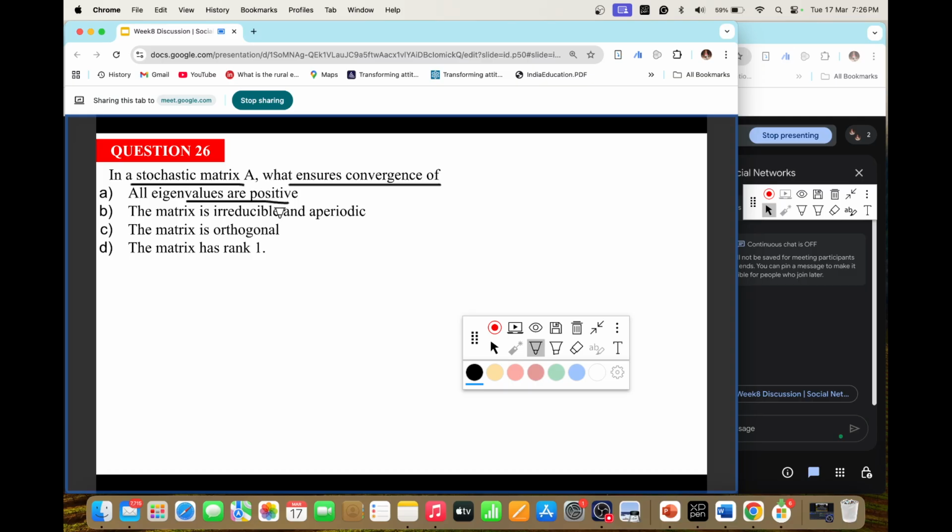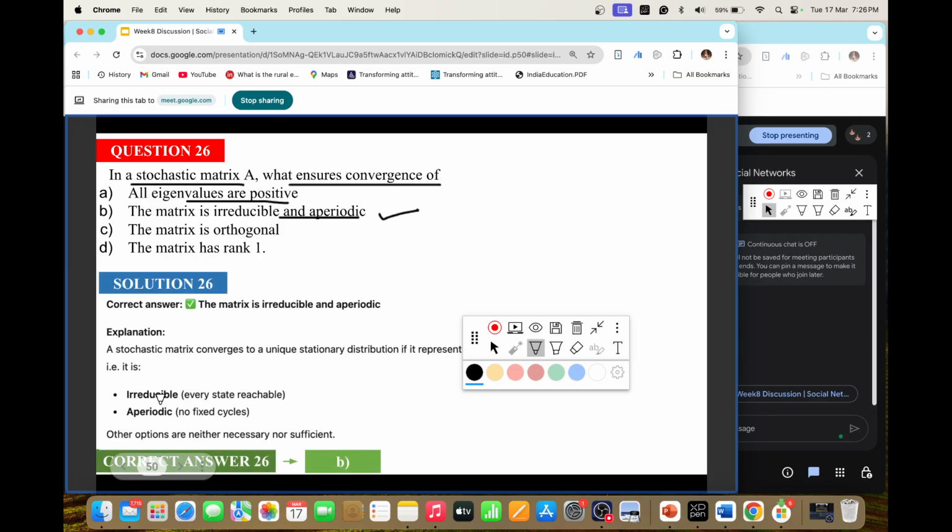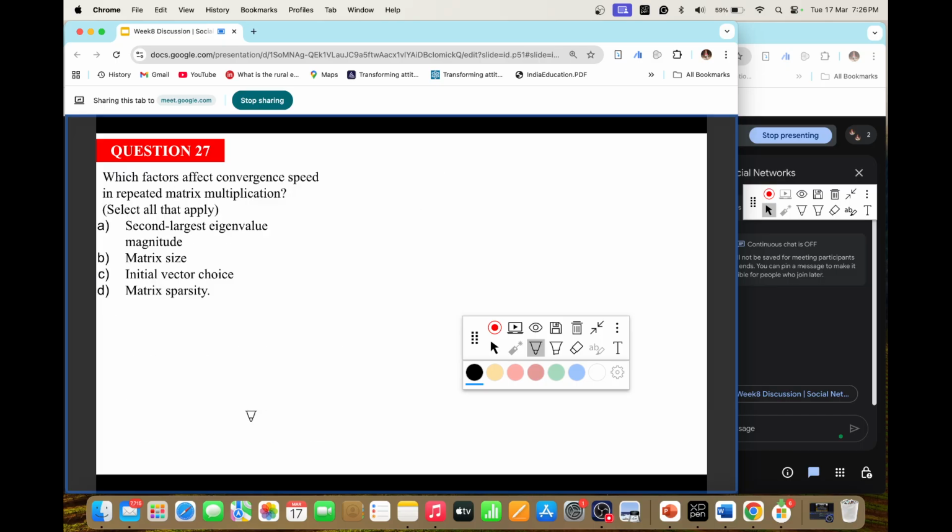The matrix is irreducible and aperiodic. The matrix is orthogonal. The matrix is rank 1. So option B is the correct answer. Okay, so the matrix is irreducible and aperiodic. We have discussed it again and again. Irreducible: every state is reachable. Aperiodic: no fixed cycles. So this ensures convergence. So option B is the correct answer.